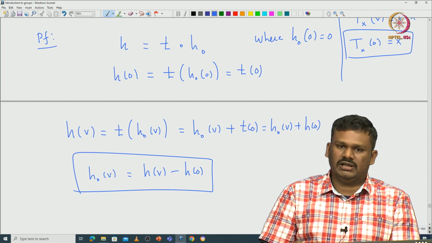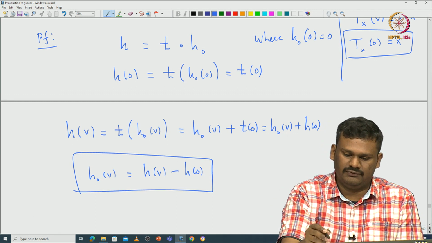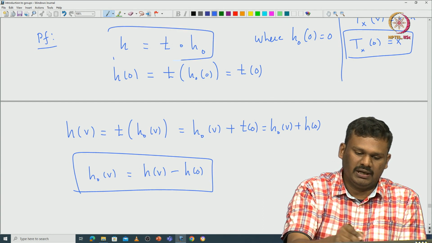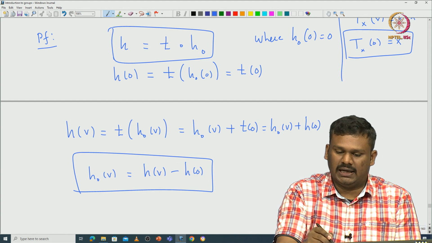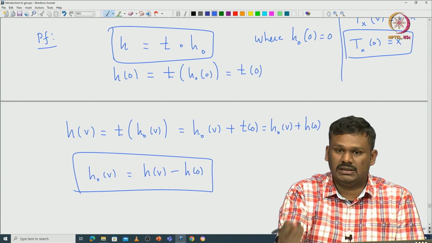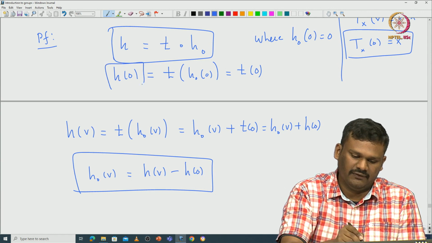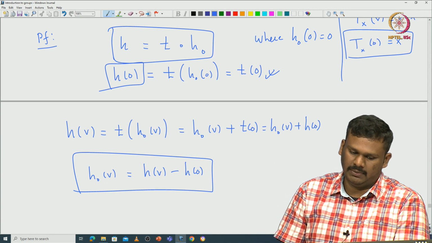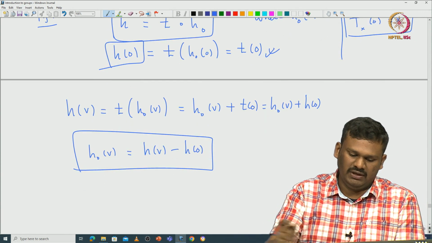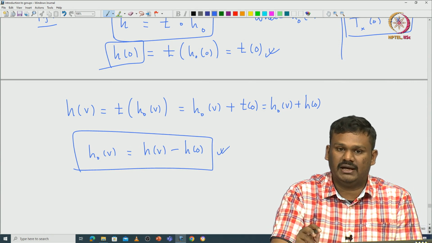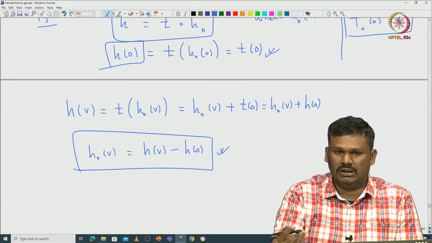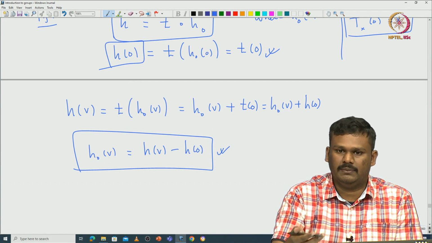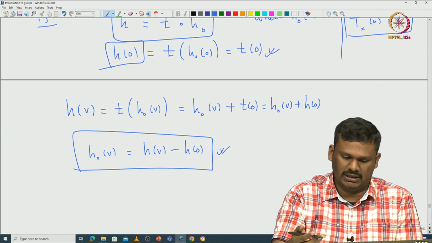This way you can see that both T and H naught are uniquely determined by H. Because T is a translation, it is uniquely determined by its value on 0, which is already given by H of 0. And H naught of V is very explicitly given by H of V minus H of 0, so that is also uniquely determined by H. Now you can take these formulas and substitute back to get the formula for H.